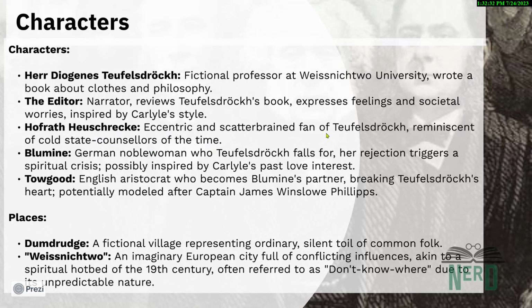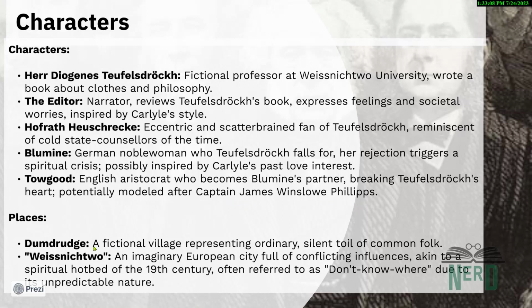Eccentric and a scatterbrained fan of Teufelsdrockh, and a reminiscence of the Cold State Councillor of the time. Again, another character is Blumine, a German noblewoman whom Teufelsdrockh falls for. Her rejection triggers a spiritual crisis, possibly inspired by Carlyle's past love interest. Again, we have Towgood, an English aristocrat who becomes Blumine's partner, breaking Teufelsdrockh's heart, potentially modeled after Captain James Winslow.